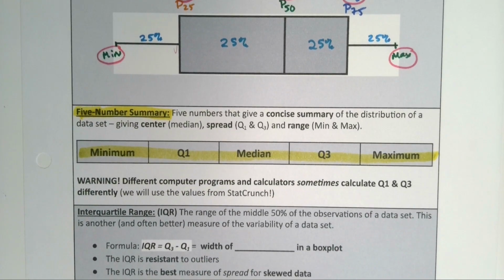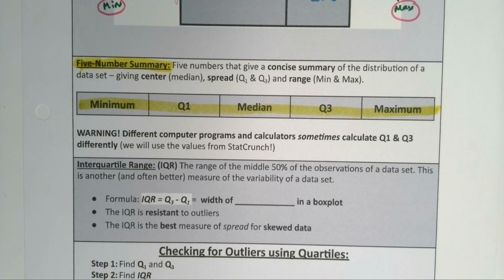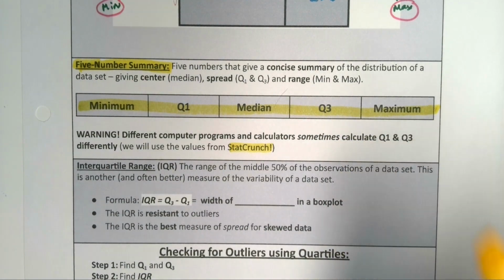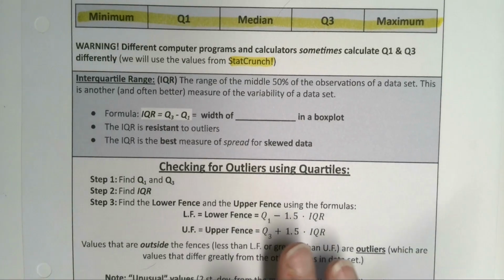Just as a little heads up and a warning for you, Q1 and Q3 are found differently for different books and programs, and we are going to use the values from StatCrunch because that is the software we use for our course. So those are the values you are expected to find. Q1 and Q3 can be found slightly differently depending on which method you use, because there are different methods.